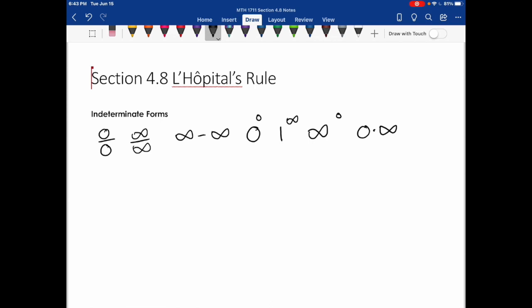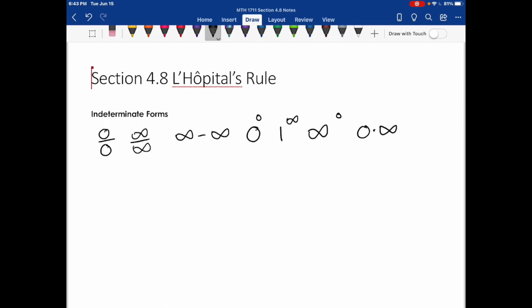So with this rule, we can evaluate limits that we haven't been able to evaluate yet using the tools that we have, other than maybe making a table. And when you make a table, you're really just trying to make your best guess at what the limit is and your best approximation. But with L'Hopital's rule, you can actually find the exact value.